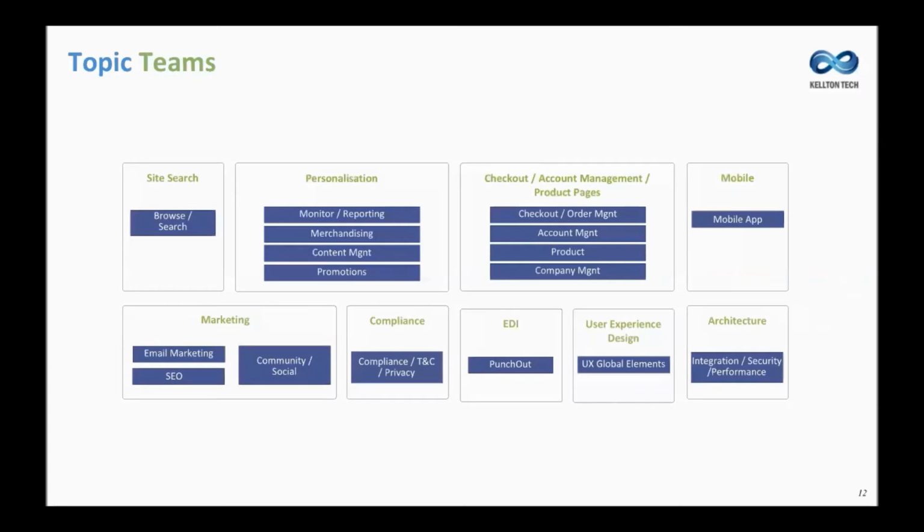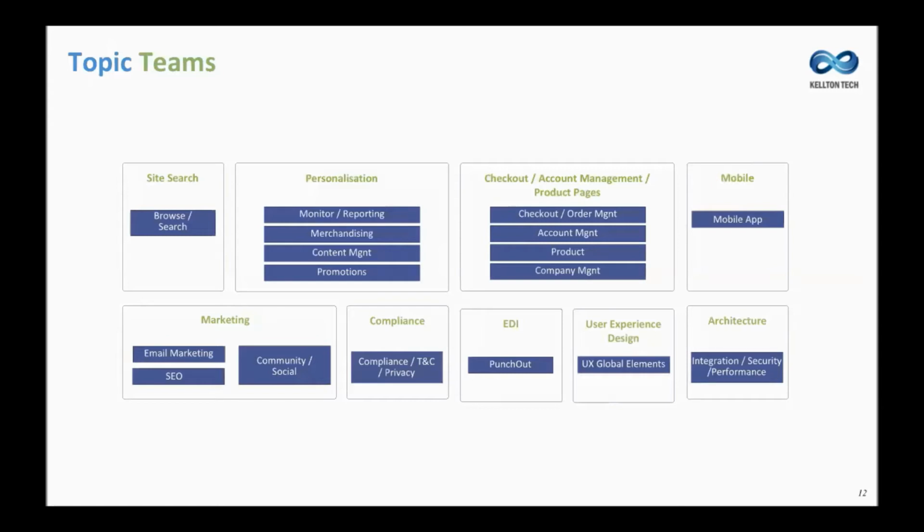Which can be called topic themes. So the most relevant topic themes, if you start placing these roles and grouping them, you will start realizing that very evident topics are site and search, which are very critical. Personalization, when you are going to give any personalized experience for your B2B customer, monitoring, merchandising, content management, promotions.